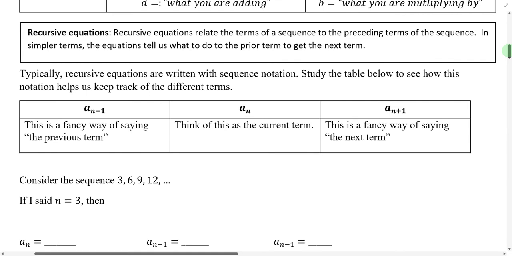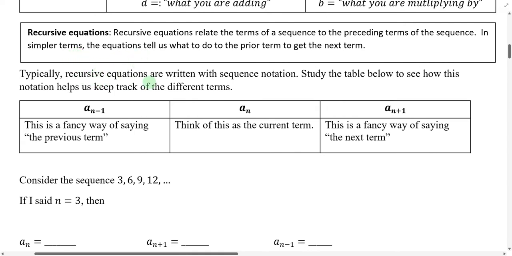All right, so what is a recursive equation? Well, recursive equations relate the terms of a sequence to the preceding terms of the sequence. Okay, so in simpler terms, the equation tells us what to do to the prior term to get the next term. Or it could tell us what to do to what we call the current term to get to the next term. So recursive equations are kind of like an instruction manual on how to get from one term to the next. Easy way to put it, okay?